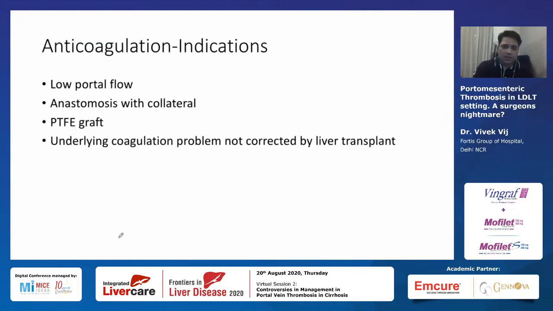Anticoagulation indications, as I told you: I prefer anticoagulation when there is a low portal flow during the surgery, when anastomosis has been done with a collateral, when there is a PTFE graft which I've used, or an underlying coagulation problem which was not corrected by liver transplantation. In these 4 scenarios, I would like to use anticoagulation for at least 6 months after transplantation. And of course, my preference is using warfarin.